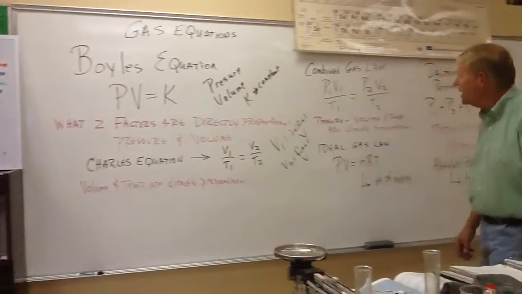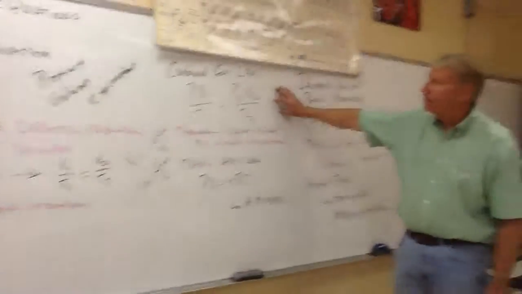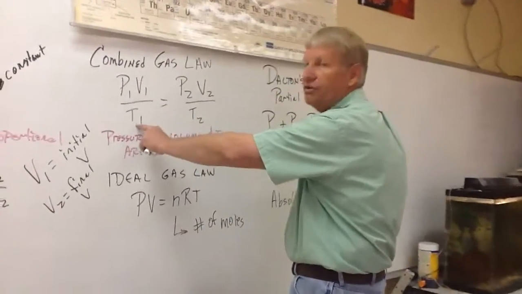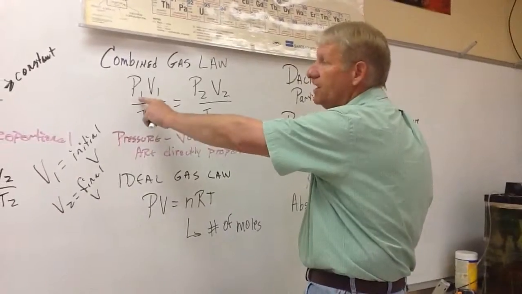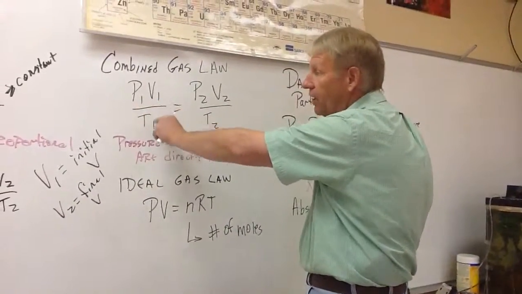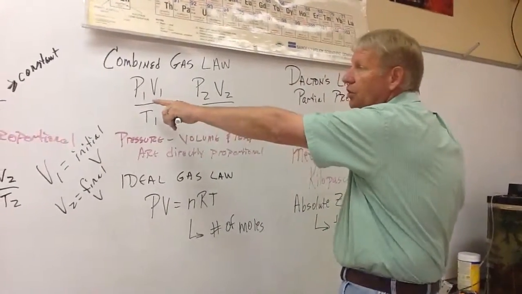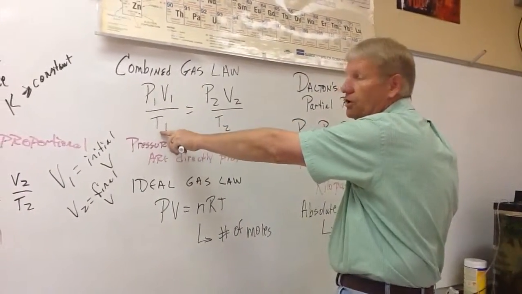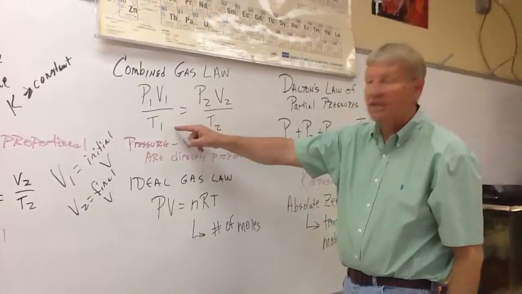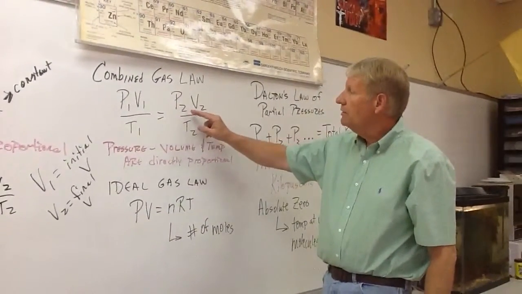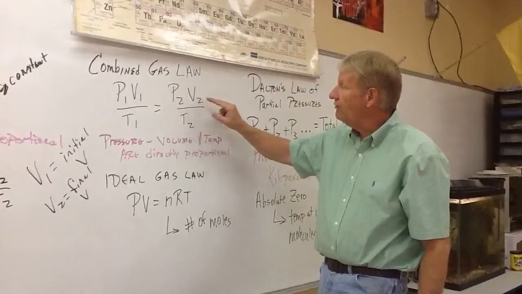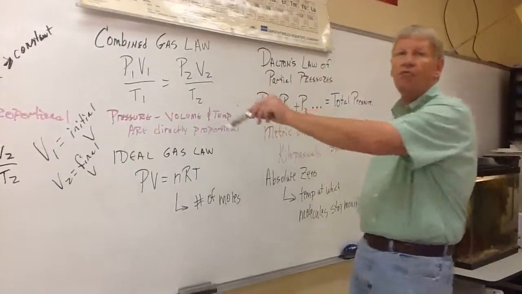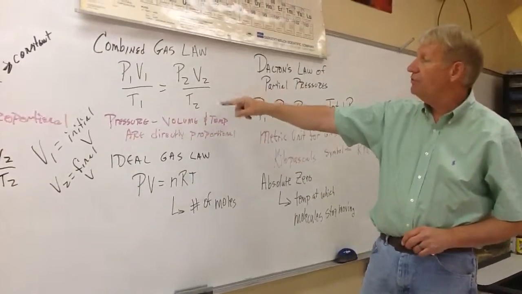Now, let's move on to the next one, the combined gas law. The combined gas law, P1 V1 over T1, all of the initials. The initial pressure, P is for pressure, V is for volume, T is for temperature. The initial pressure times the initial volume divided by the initial temperature, P1 V1 over T1, is equal to the final pressure P2, the final volume V2, divided by the final temperature T2. So P1 V1 over T1 is equal to P2 V2 over T2.